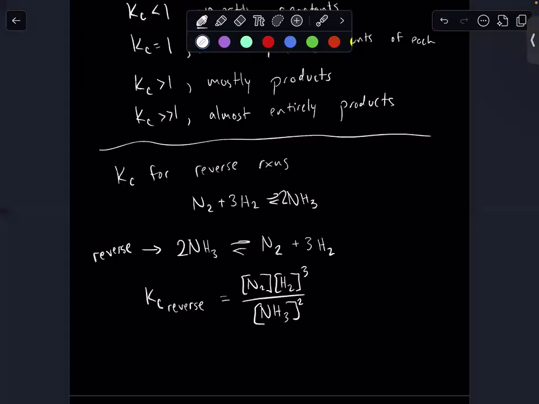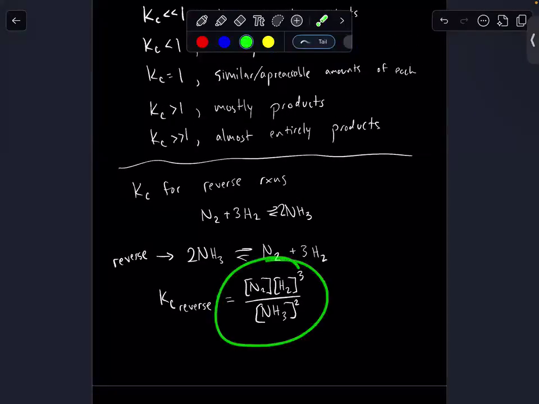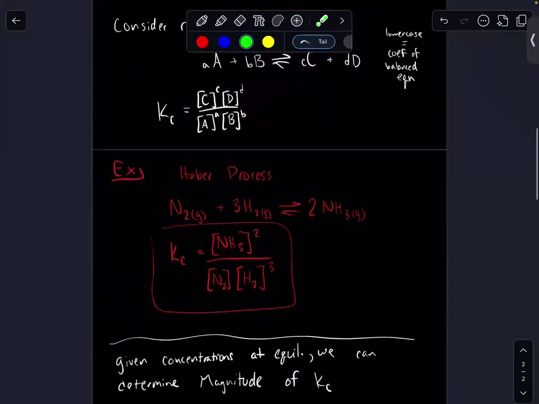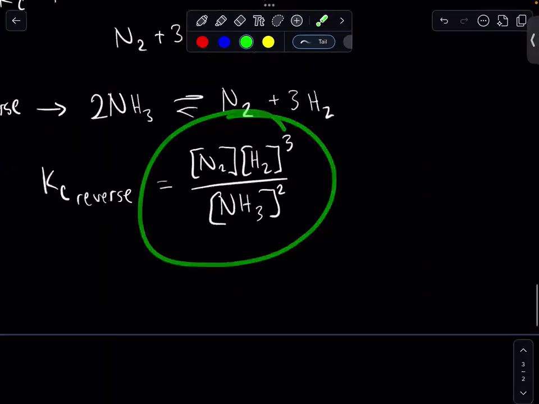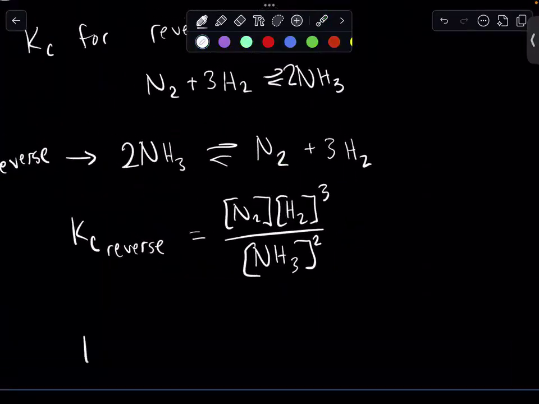What you may notice is if we kind of lock this in our brain for a moment and go back to where we first tried it, it's the inverse. So we can actually relate our Kc reverse is equal to Kc forward raised to the -1 power. So the reverse reaction and the forward reaction just have inverse equilibrium constants. And we can just find that by continuously re-deriving our equilibrium constant equation.